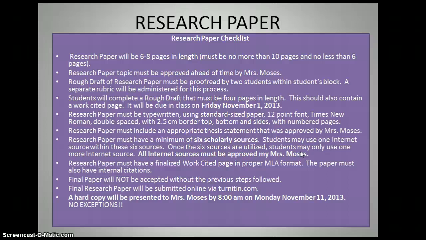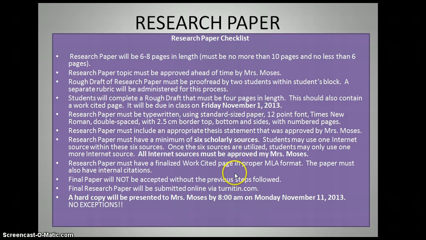After you have your 6 sources, okay, you may use as many more as you like, but you can only use 1 more internet source. So if you have 20 sources, you can only have 2 internet sources, okay? If you have 9 sources, you may only have 2 internet sources. And all internet sources are approved by me, because Wikipedia is not going to work, okay?